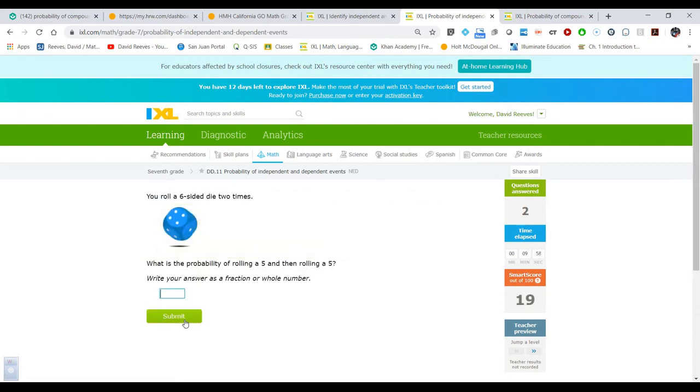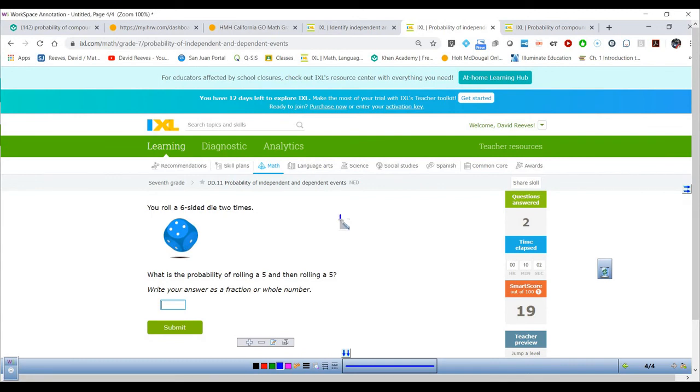Keep it up. All right, what is the probability of rolling a 5 and then rolling a 5? So let me ask you a question. Independent or dependent first? If I roll the die and then I roll the die again, does it really matter what I got the first time? All right, and the answer is no. You might think, well, I got a 5, so the next time I have less of a chance of getting a 5. No, you have an equal chance of getting a 5.